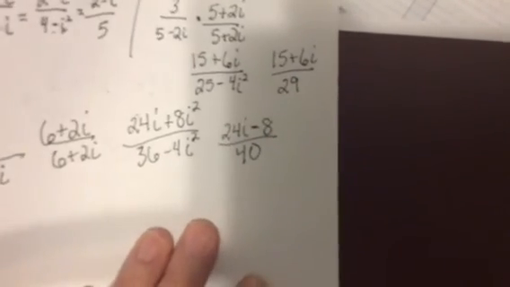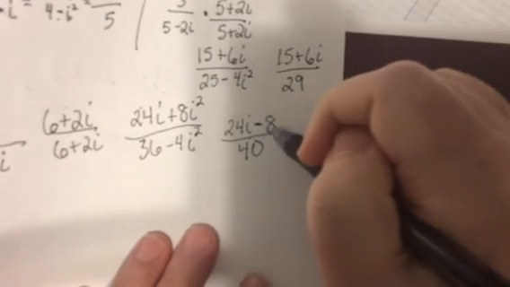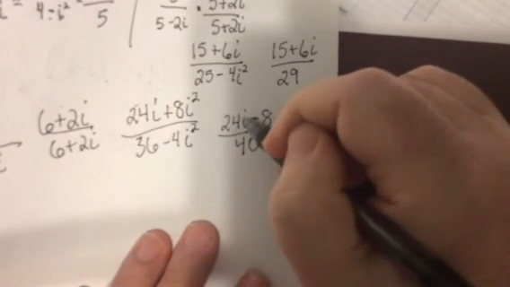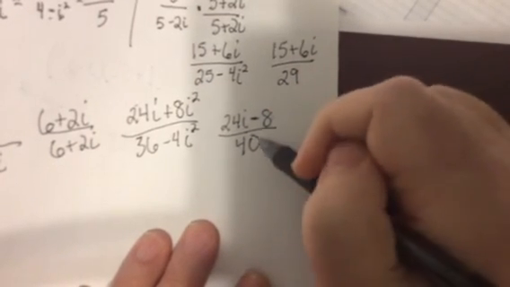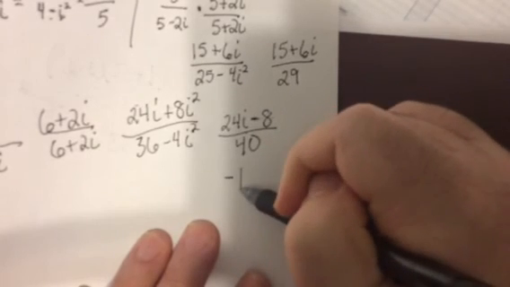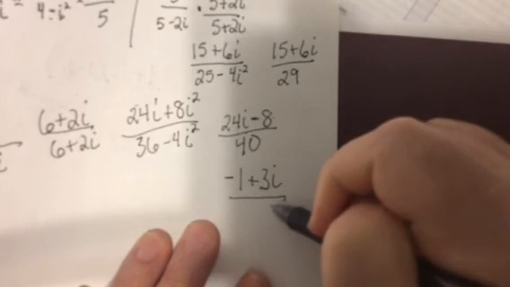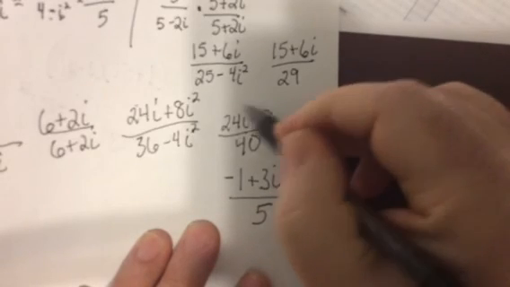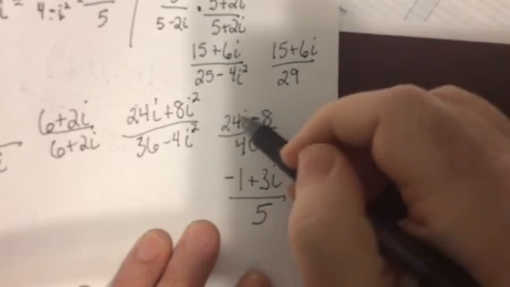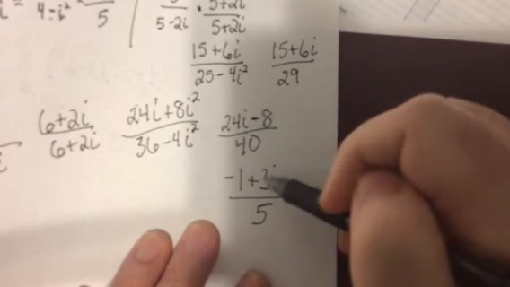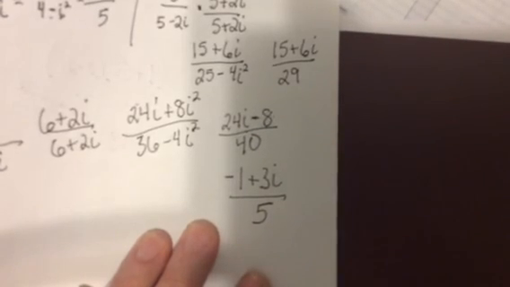Now, 8 would go into every term. And normally you put the I term second. So I'm going to rearrange this. -1 plus 3I over 5. So I move this over here and divide by 8, and move this over here and divide by 8. So that's where this comes from.